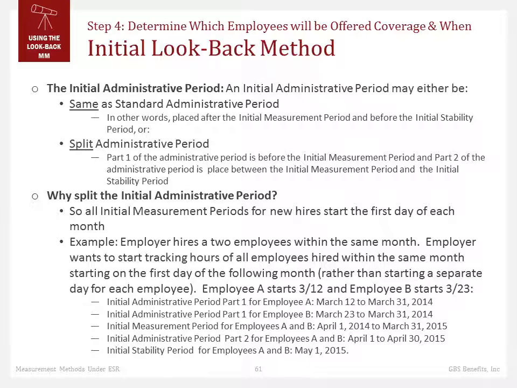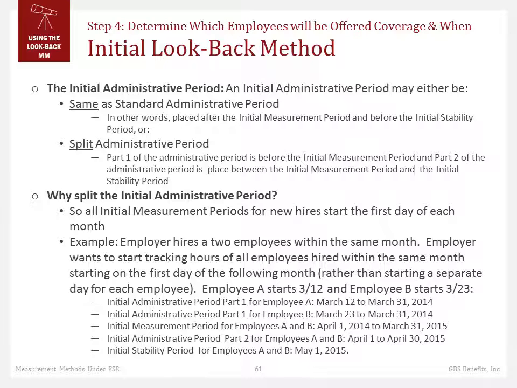So that is an example of why you would want to split. If I were doing my own measurement method policy, this is what I would select. I would select a split initial administrative period. And again, this only applies to the initial look back. It does not apply to the standard. It can't be split in the standard. And for this particular initial look back cycle, that part 2 administrative period may only be 1 month. It cannot be 2 months.